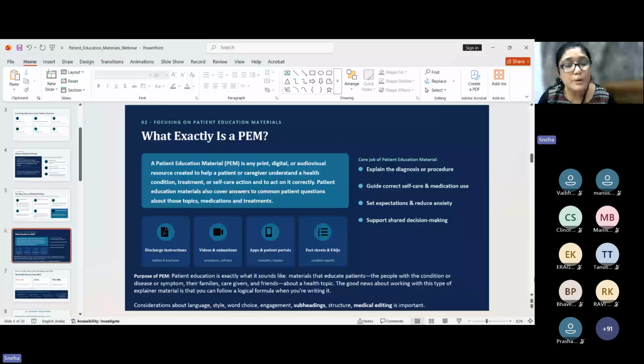Now, what is the core job of a patient education material? The core job is to explain the diagnosis or procedure. If a person is suffering from some kind of ailment, illness, or disease, the purpose of the patient education material would be to explain the diagnosis or procedure, guide you with the correct self-care and medication use, set expectations and reduce anxiety, and support shared decision making.